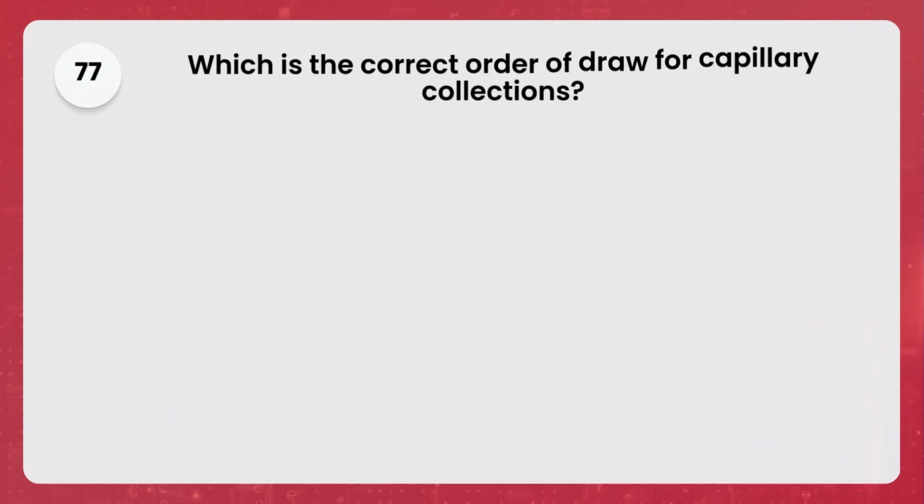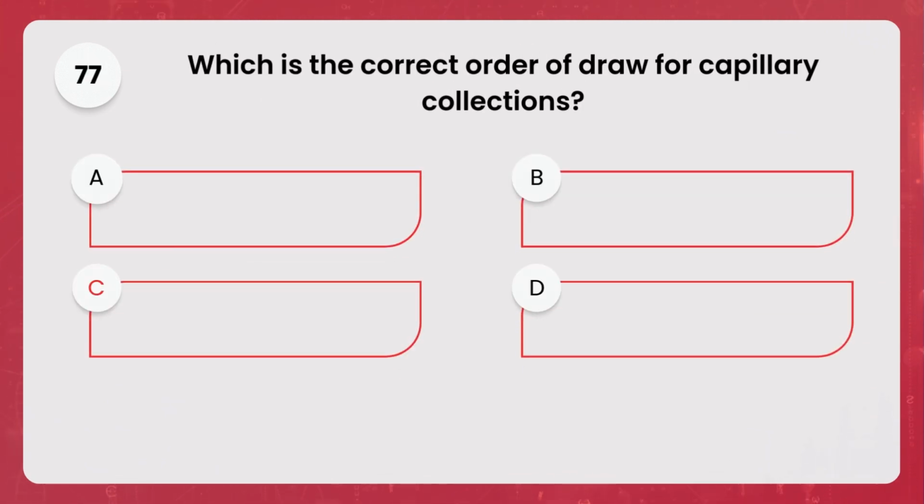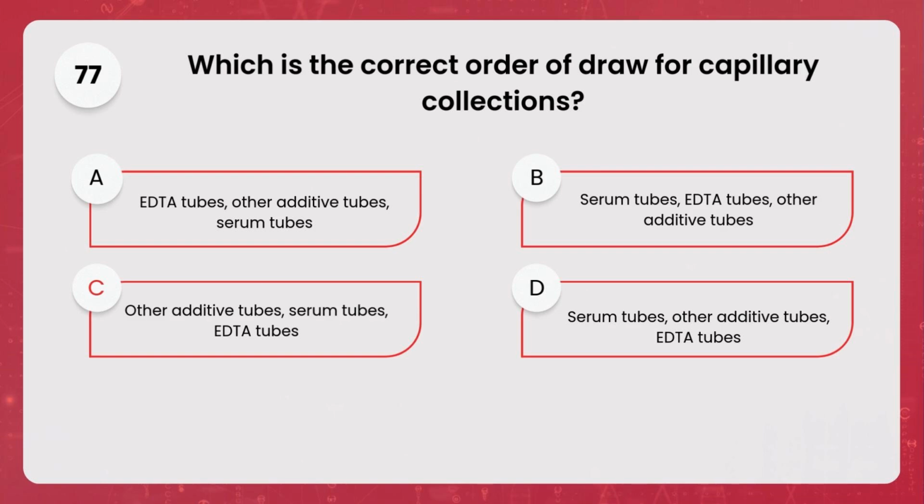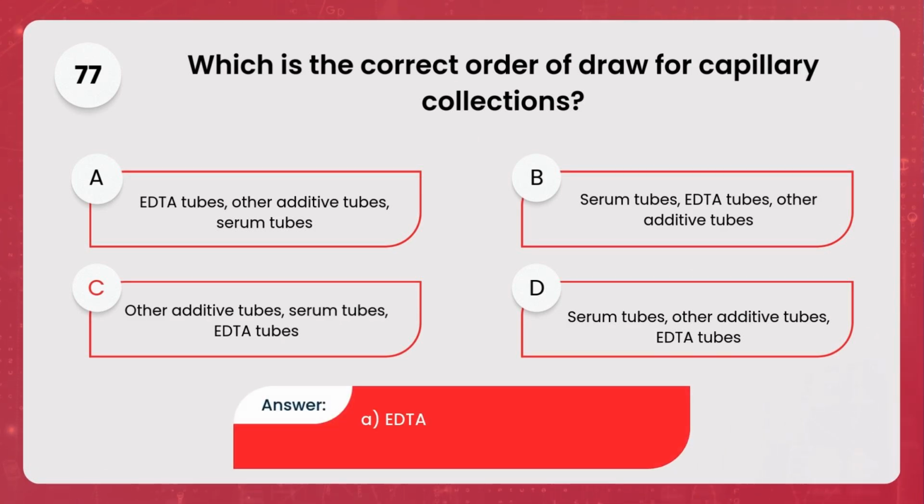Number 77. Which is the correct order of draw for capillary collections? A. EDTA tubes, other additive tubes, serum tubes. B. Serum tubes, EDTA tubes, other additive tubes. C. Other additive tubes, serum tubes, EDTA tubes. Or D. Serum tubes, other additive tubes, EDTA tubes. The answer is A. EDTA tubes, other additive tubes, serum tubes.